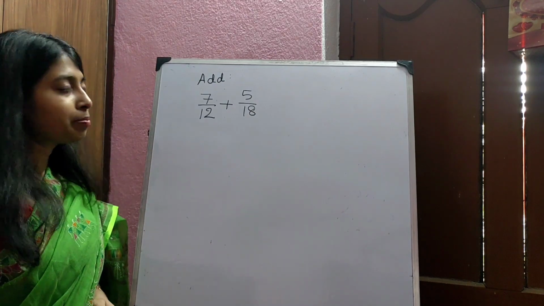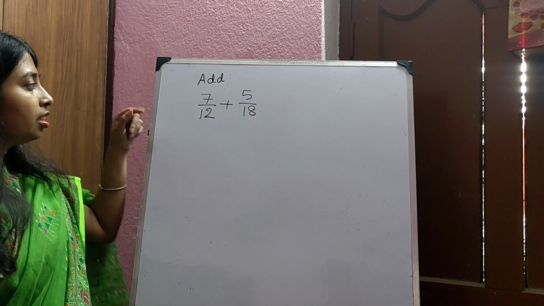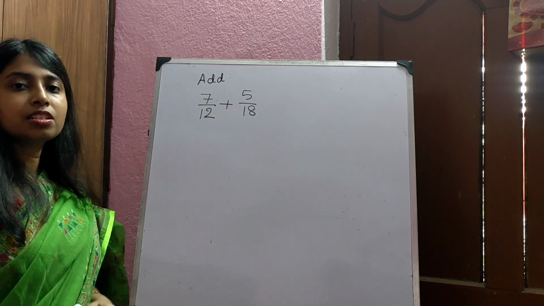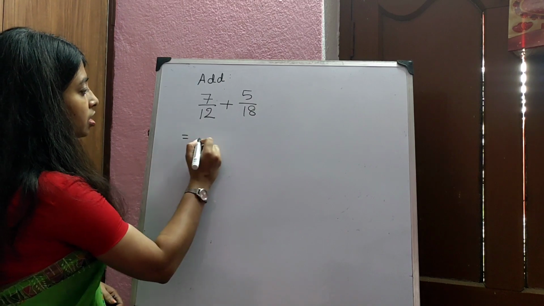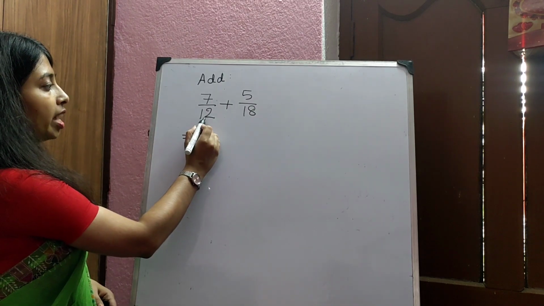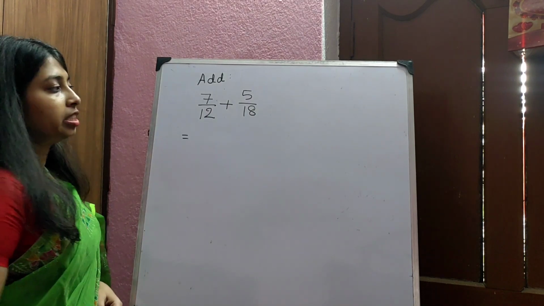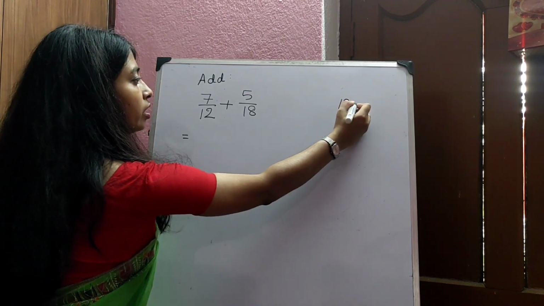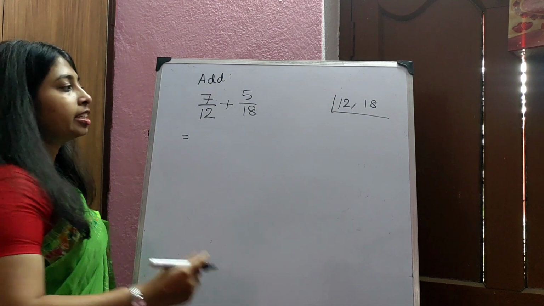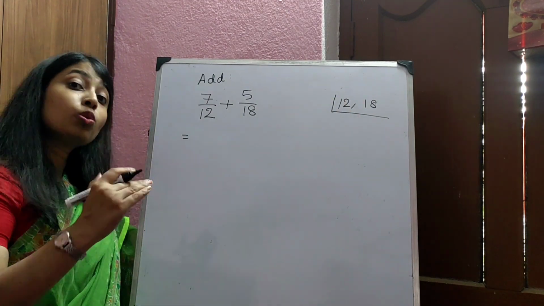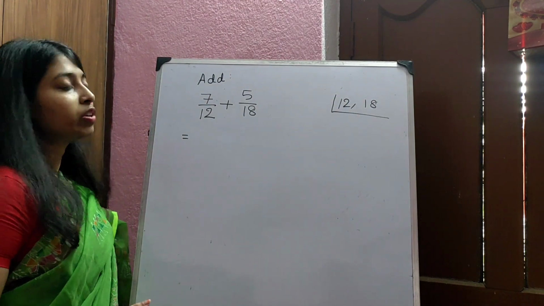Now let us see another example. Here is another example addition, that is 7 over 12 plus 5 over 18. So what was the first step? What we need to do first is we will do LCM of the denominators. So the denominators are 12 and 18. What is the number that can divide both 12 and 18? What is the lowest number that can divide both 12 and 18?